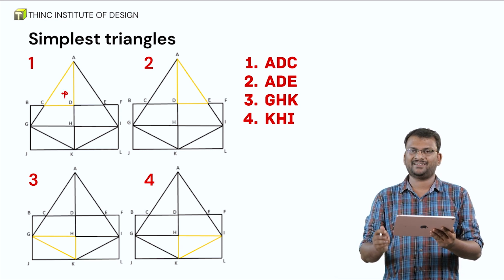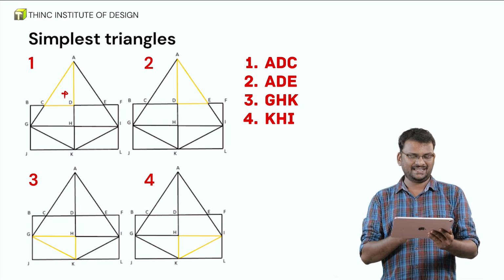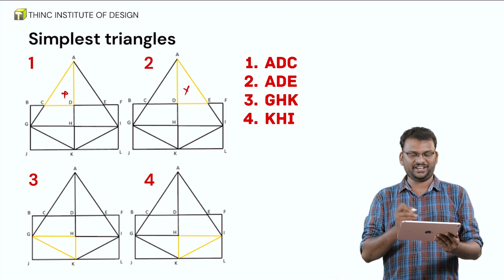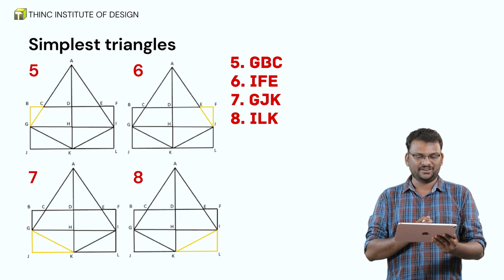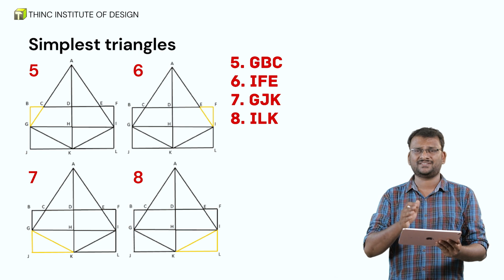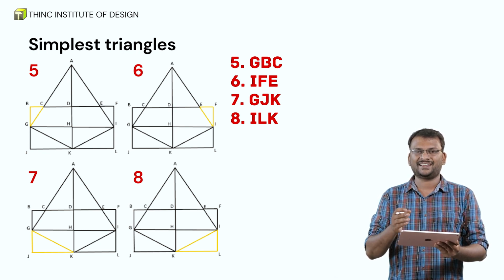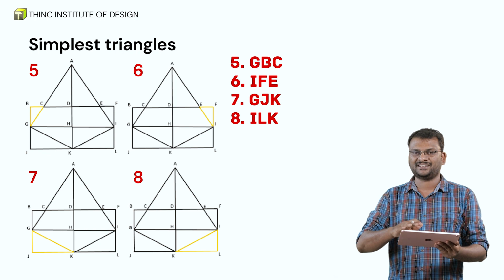Here you can find a triangle like ADC. There are no other components in ADC. Similarly, you can find ADE, GHK, KHI. So now you are able to find 8 simple triangles from different parts of the figure. At this time we are concentrating only on simple triangles. No other triangles will come into our attention at this point of time. So we just finished all the simple triangles.